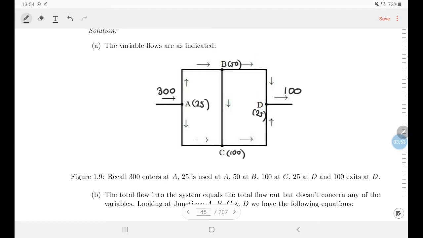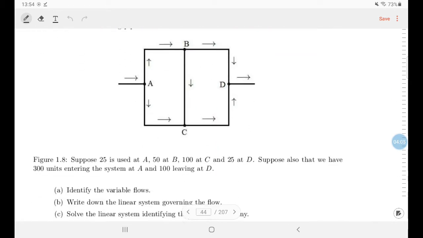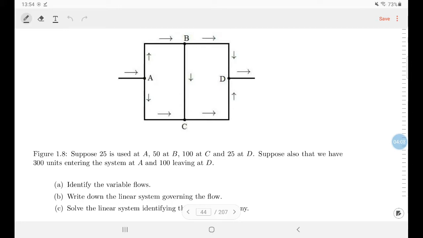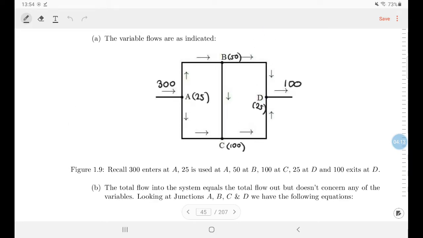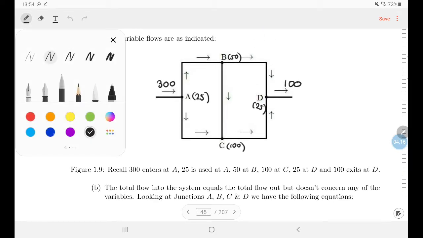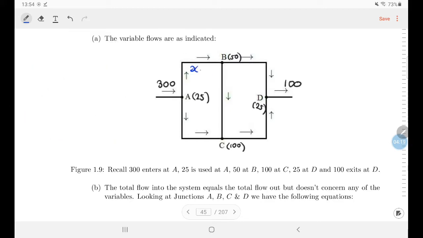So if that isn't in the question, the flow out can just be another variable, or else you can just do a single equation that the total flow in must equal the total flow out. Or else you can actually just keep doing flow in equals flow out. So I suppose also that we have 300 entering the system and 100 leaving. So that information actually didn't have to be given. So I'm going to write down names of variables now. Say this flow is x1, this flow is x2, this flow is x3, this flow is x4, this is x5. So if it didn't tell you it's 100, you would just let this be x6 and it would come out in the wash. Okay, so let's highlight our little junctions.